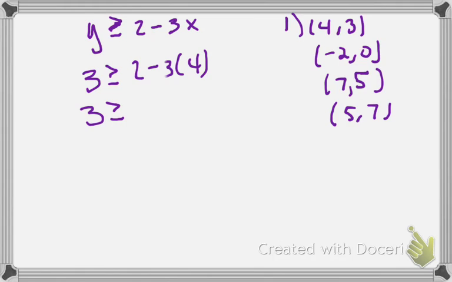According to PEMDAS, you have to multiply first. That's negative 3 times 4, which is negative 12. 3 is greater or equal to, that's negative 10. Is 3 greater than negative 10? And the answer is yes, it is. All right, let's try another one.